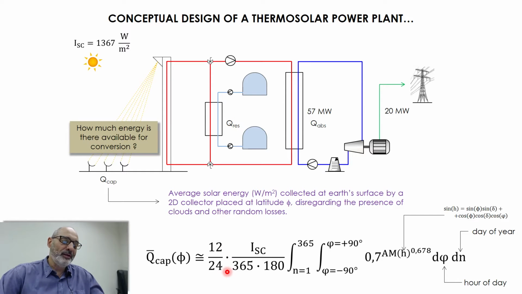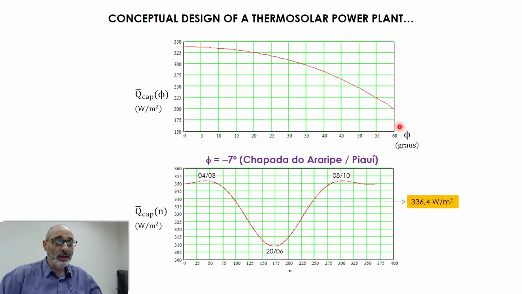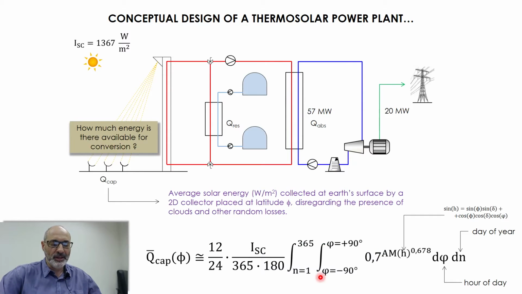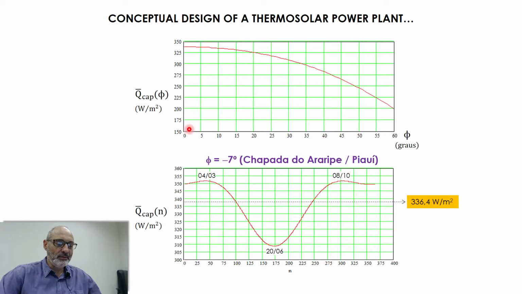I'm also multiplying by 12 divided by 24, because I have 12 hours of sun, roughly, on average, in a 24-hour day. So this formula here is to calculate the average amount of energy that we have to convert to electricity in a year. Okay, so we can plot this in terms of the latitude of the place. I'm not showing the formula, but it's on the previous slide. I'm simply varying phi here.